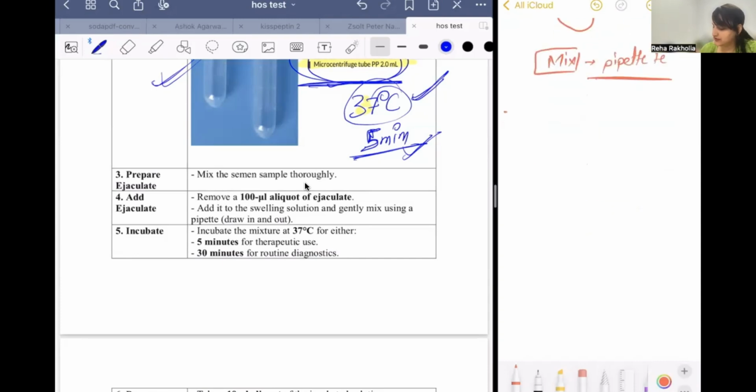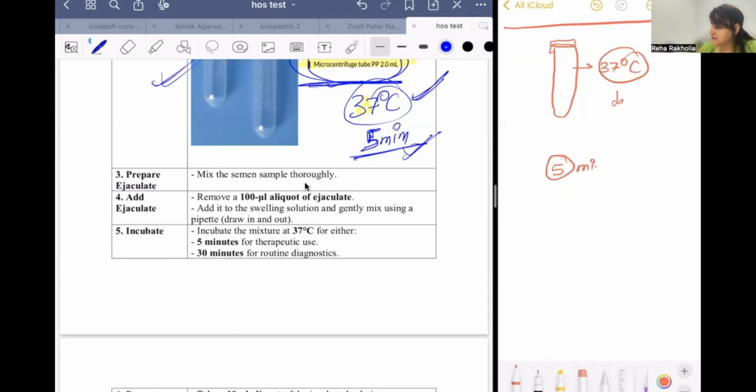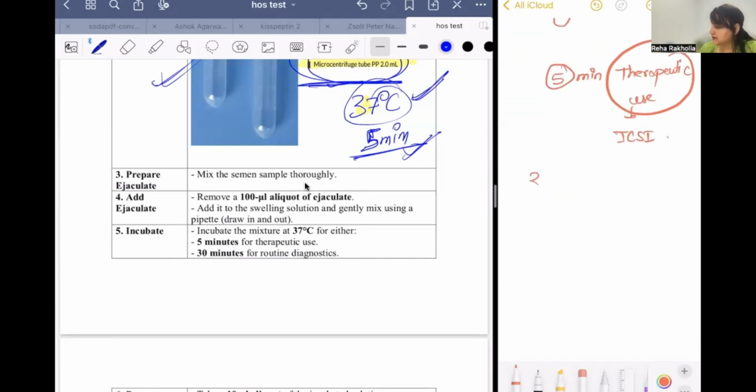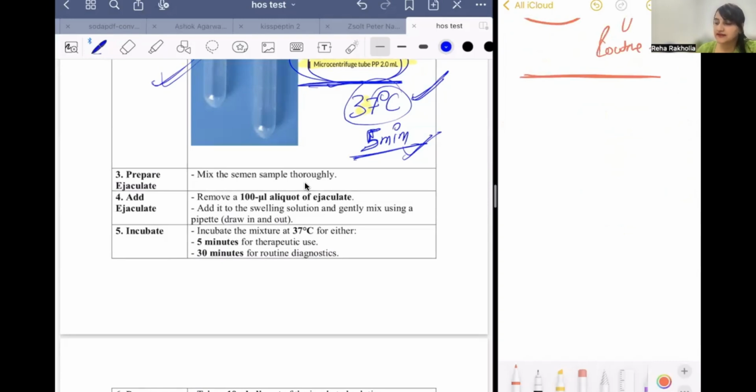Now we have to incubate the mixture at 37 degrees Celsius, for 5 minutes for therapeutic purpose, like ICSI, and 30 minutes for diagnostic routine purpose. The shorter time for therapeutic purpose is critical to avoid prolonged handling, which can damage sperm, while the longer time for diagnostic ensures complete and accurate observation.